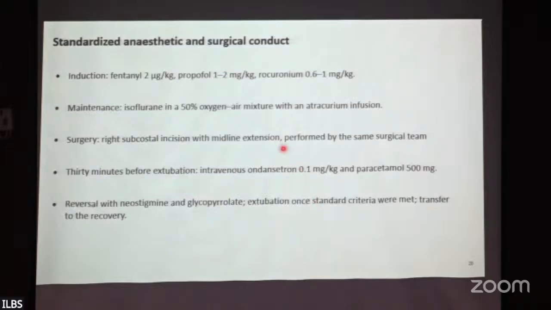In both the groups, standardized anesthetic protocol was done as per institutional standards, and all the surgeries were done by the same surgical team with right subcostal incision with midline extension. 30 minutes before extubation, intravenous ondansetron was given and all patients received paracetamol 500 mg. Reversal was done with neostigmine and glycopyrrolate, and extubation was done once standard criteria were met and the donors were transferred to the recovery.